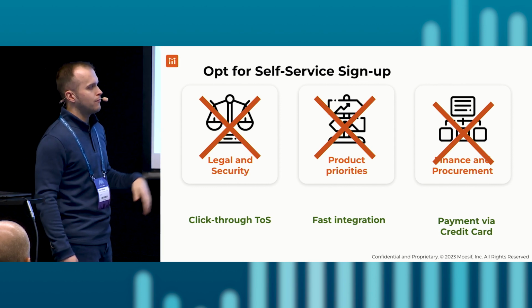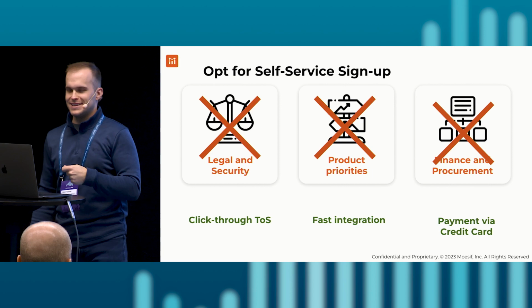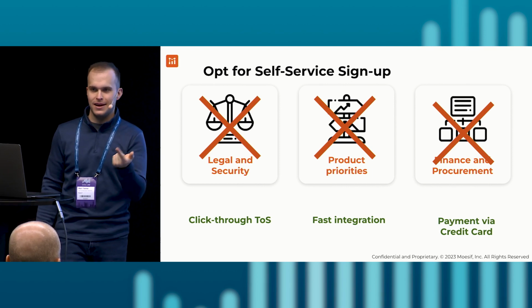You also want to opt for that payment via credit card, as I mentioned earlier. And that's because finance and procurement will do two things. They'll delay your deal, and anyone who's dealt with procurement knows they're going to try and ding you down on the price that you're bringing in. Charge via credit card, there's probably not much negotiation going on.